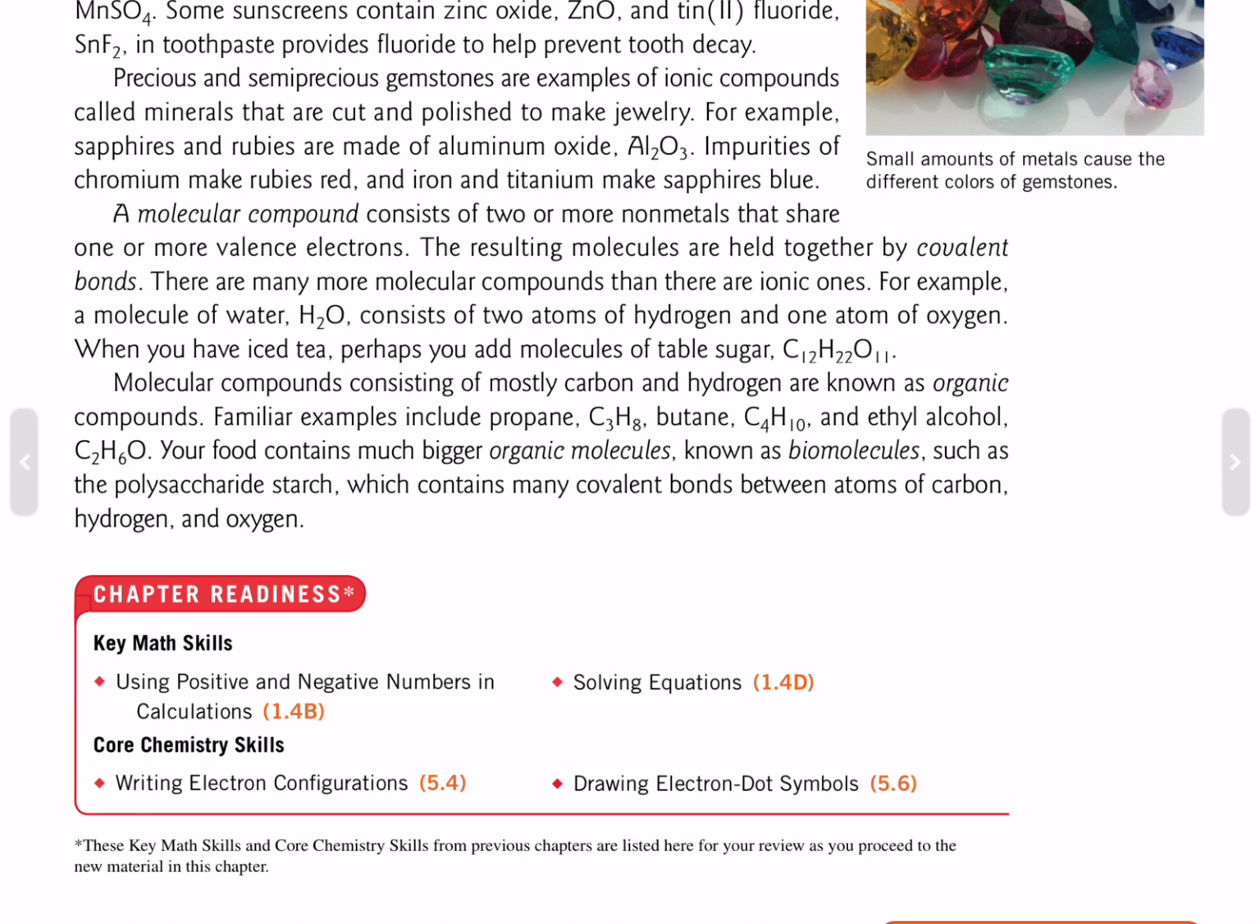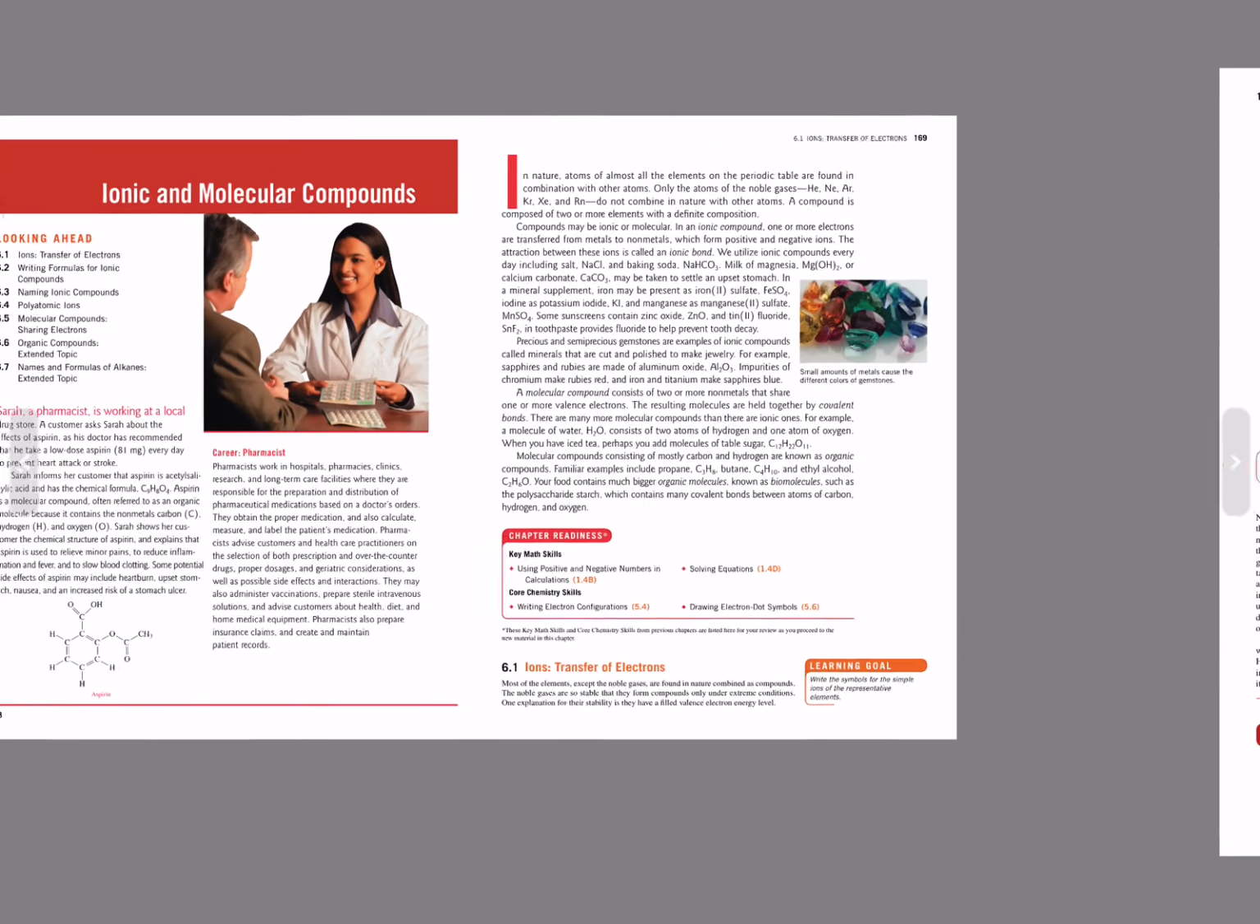C12H22O11. Molecular compounds consisting of mostly carbon and hydrogen are known as organic compounds. Familiar examples include propane, butane, and ethyl alcohol. Your food contains bigger organic molecules known as biomolecules, such as the polysaccharide starch, which contains many covalent bonds between atoms of carbon, hydrogen, and oxygen.